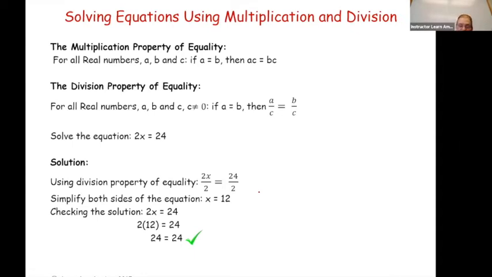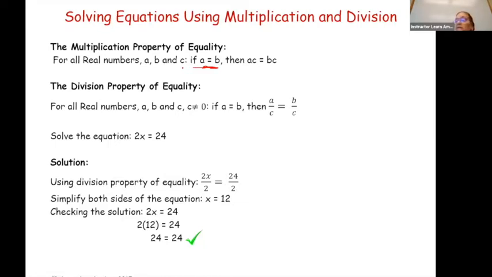Now we would like to look at solving equations, but this time using properties of multiplication and division. The multiplication property of equality says that if we have two numbers that are equal, like a and b, and then we multiply by the same number, c, then a times c is going to be the same as b times c. The same thing holds for division.